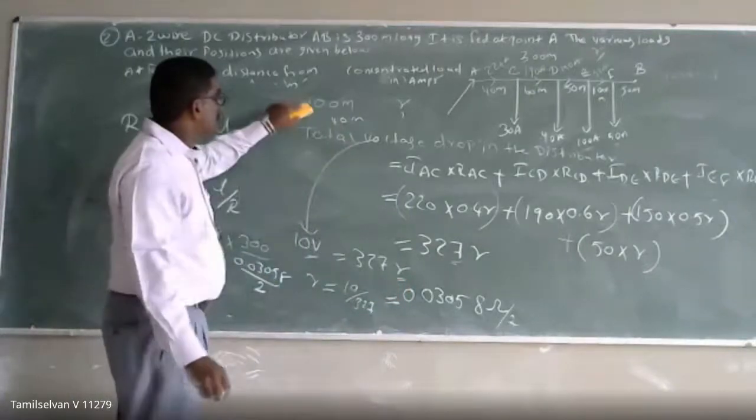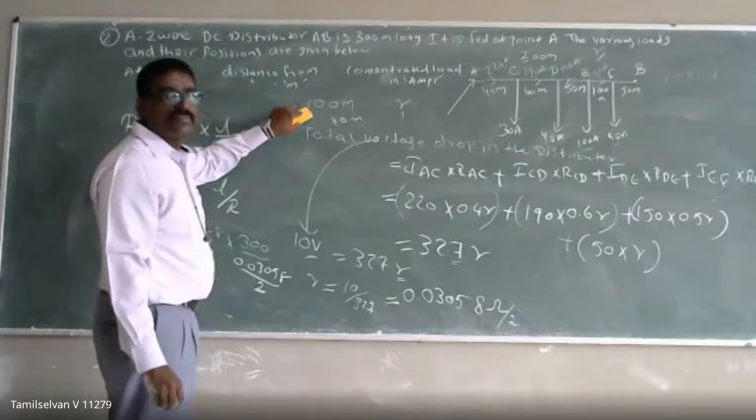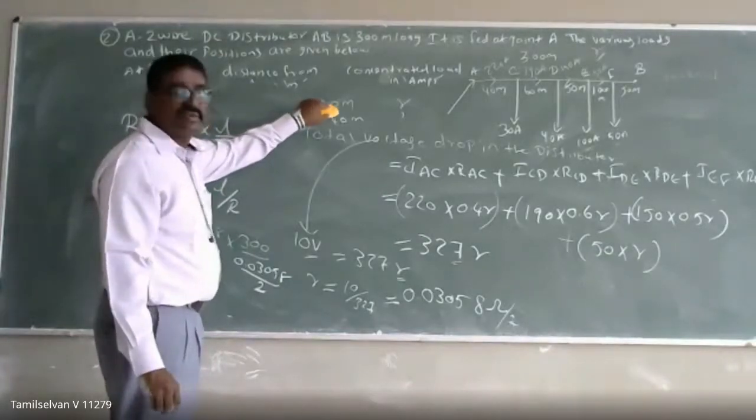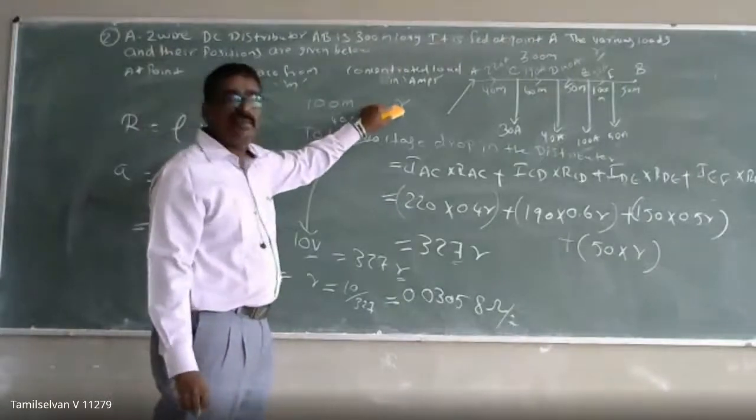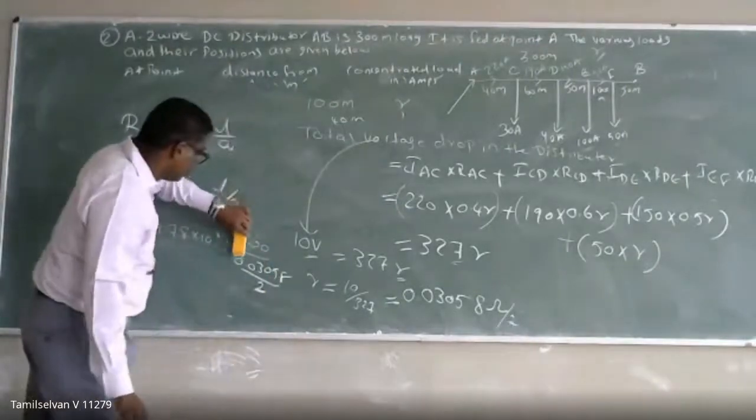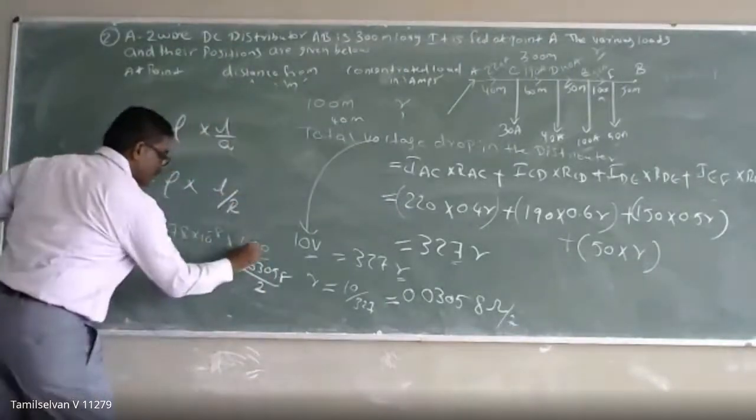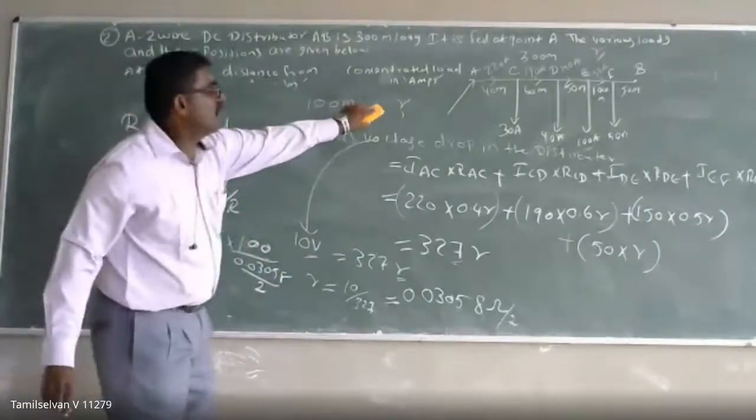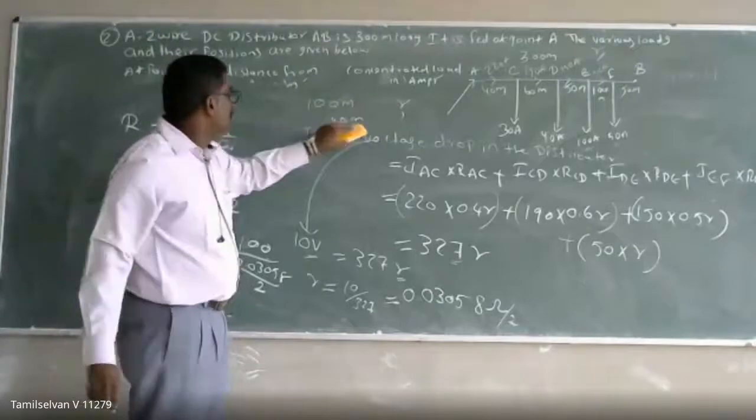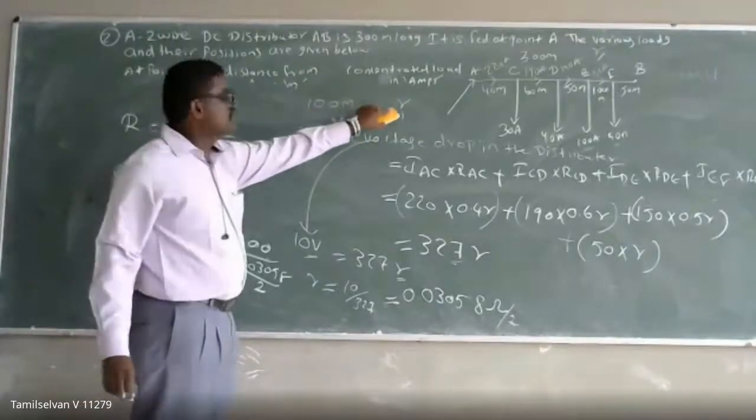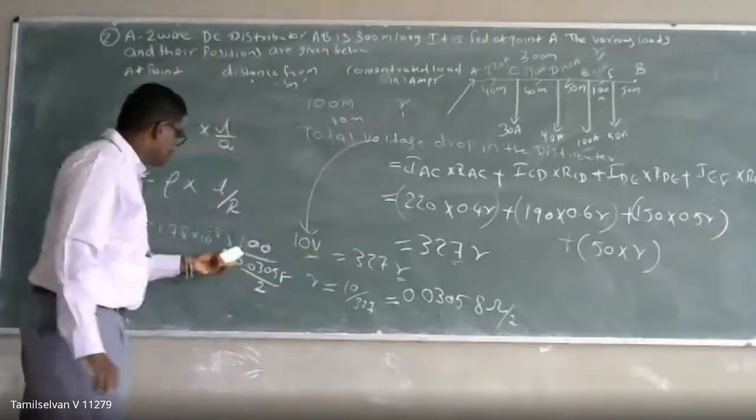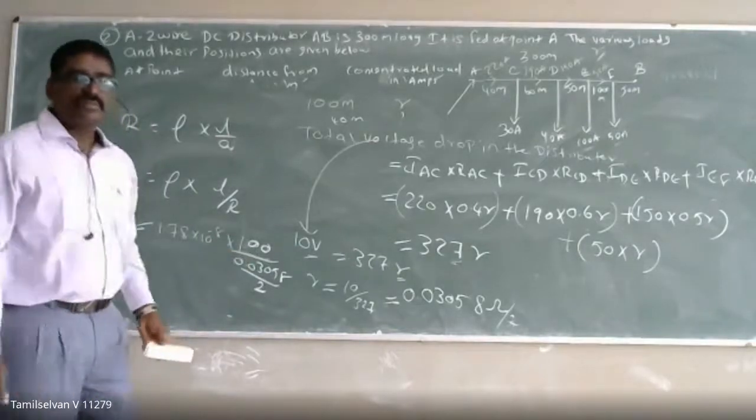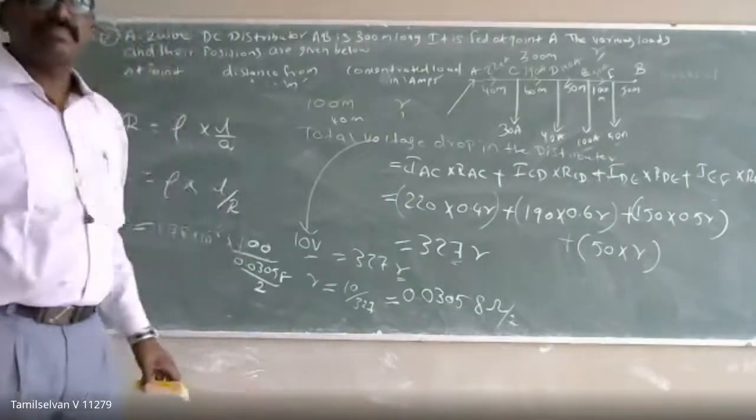So this R, what have we taken? For 100 meter length of the distributor, the resistance is going to be R. We have assumed the R value. For 100 meter, the resistance is going to be R. So it means your cost scenario is going to be calculated for 100 meter. Now get the answer.